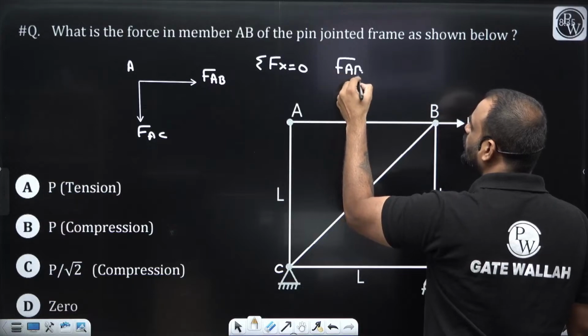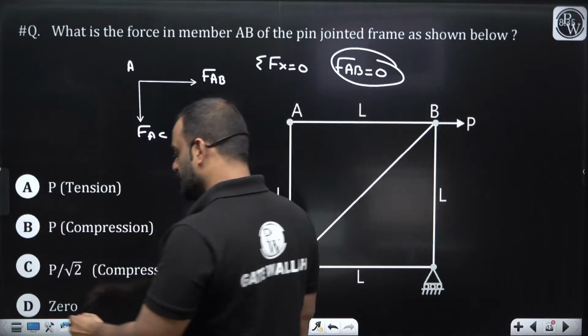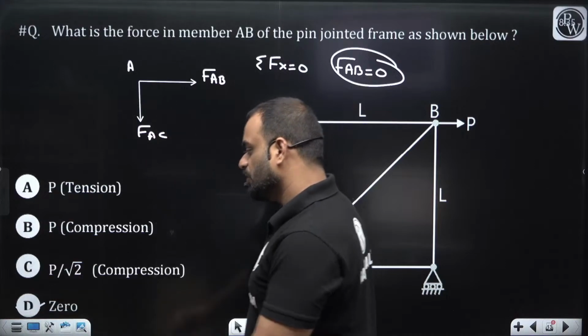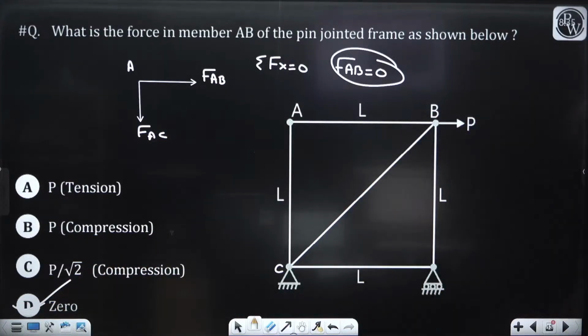FAB is equal to how much? It is 0. FAB is 0. That's why D is the correct answer for this particular question. D is the correct answer for this particular problem.